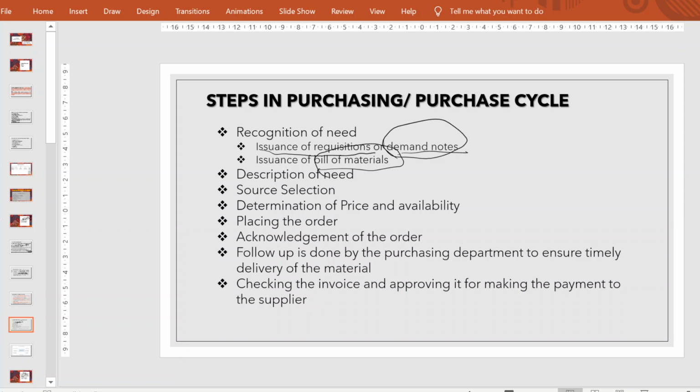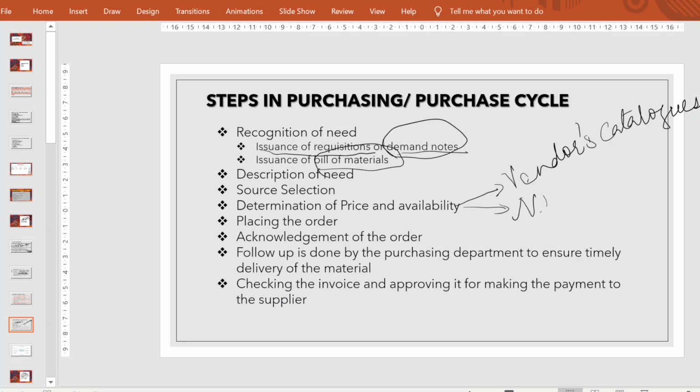Then determination of price and availability. Here availability can be known through three methods. One is through vendor catalogs. The supplier will have their own catalogs which will give the details of what the available products are, what the specifications are, how much quantity and their prices. All those things will be available.